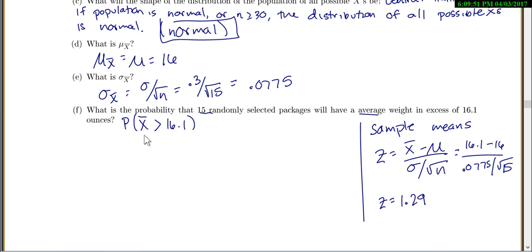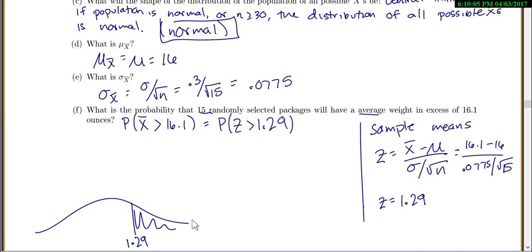Okay, so coming back over here, this probability that X bar is greater than 16.1, that would just be the probability that Z is greater than 1.29. And to do probabilities, we draw a picture and we go to the normal table. Because we've standardized, so it's a Z, we can use the standard normal table. We're looking for the area to the right.